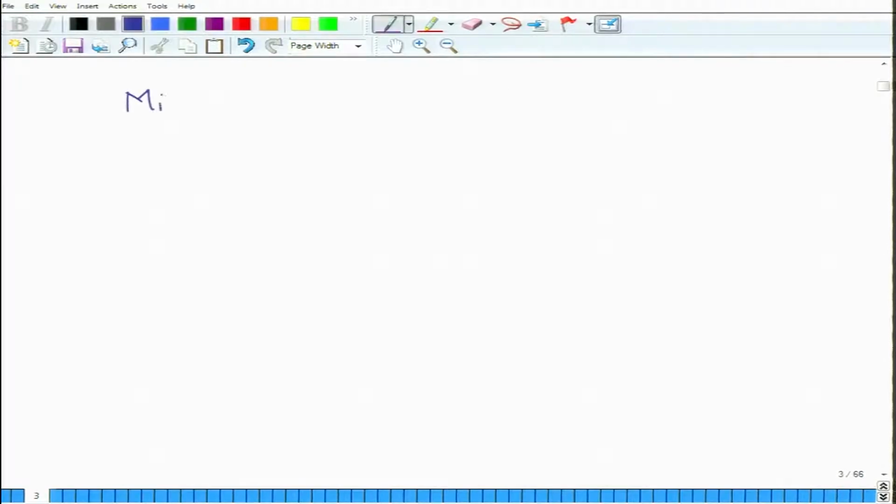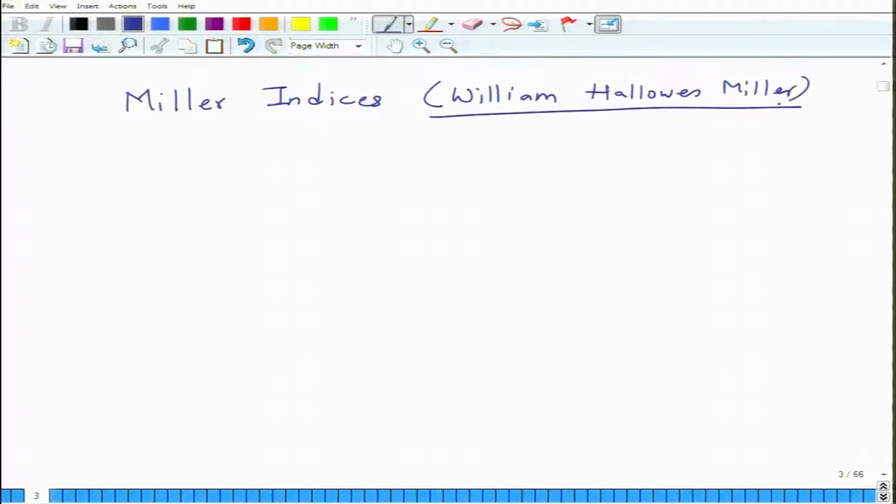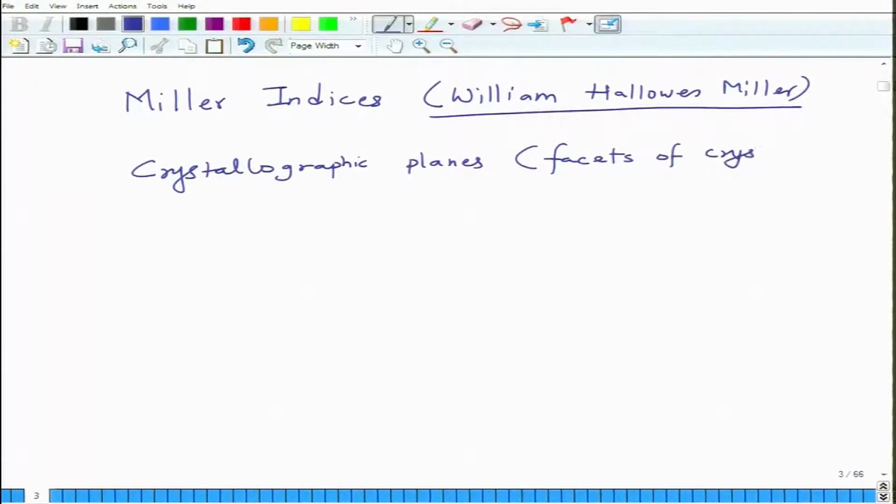Miller indices are named after a person called William Hallowes Miller, who coined the term and came up with this system, and that is why these are called Miller indices for crystallographic planes. Planes are nothing but the faces or facets of crystals. Okay.